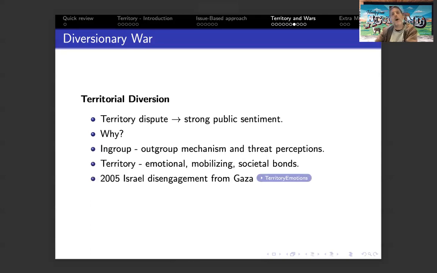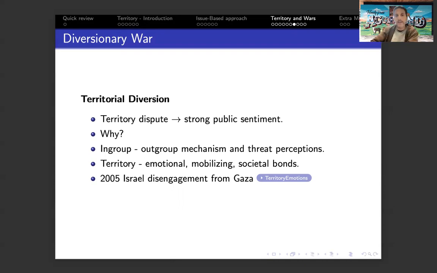Territorial issues are more likely to trigger those in-group, out-group mechanisms, which are so important in promoting a higher degree of threat perception. That is, all of us here in Texas are facing the risk of Mexico invading, so we all have to come together and face this external risk. The in-group, out-group mechanism is very strong in this case. Territorial disputes are also more likely to elicit greater emotional investment, mobilization of the public to rally behind the leader, as well as a stronger societal bond.